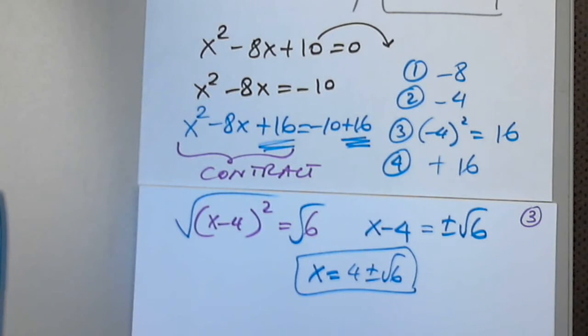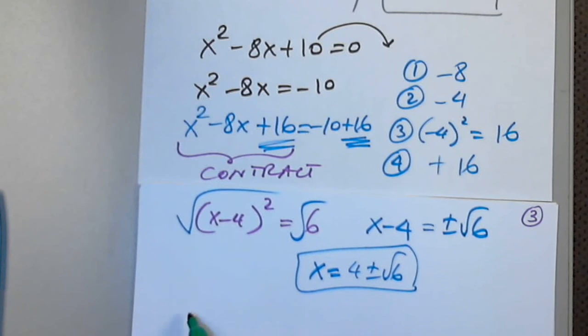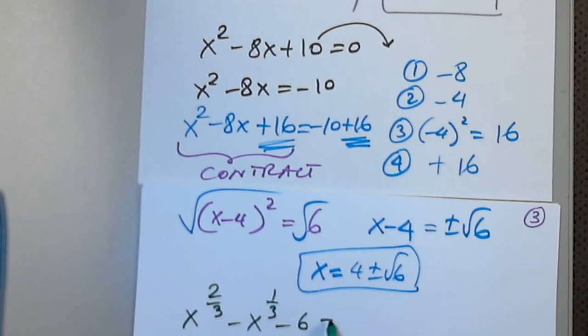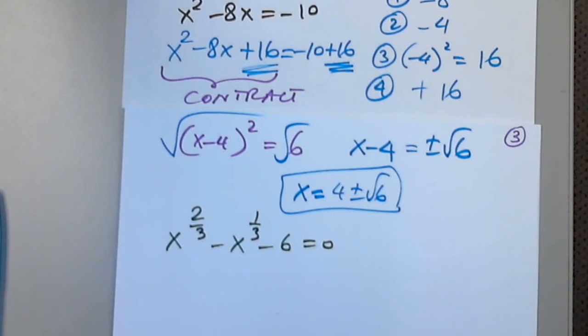Perfect. So we have x to the 2/3 minus x to the 1/3 minus 6 equals 0. Whenever I have to solve an equation, like in this case, my first question to myself is, what is this? What am I trying to do? What is this equation, first of all? What type? And things go through my mind.